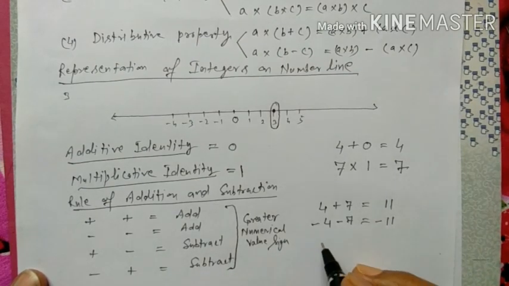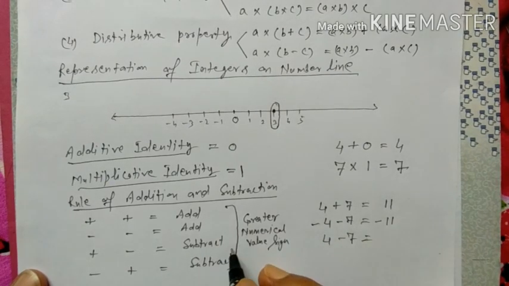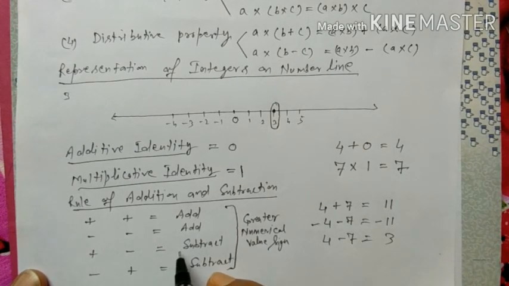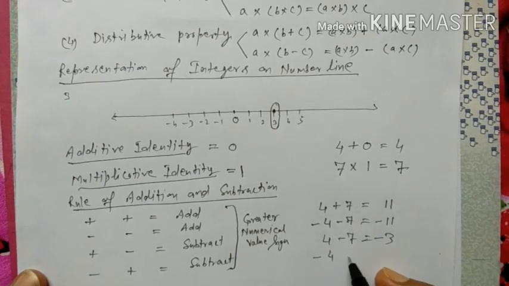And in this case, plus 4 minus 7, you will subtract: 7 minus 4 equal to 3, and what will the sign be here? The greater numerical value sign. The greater value in 4 and 7 is 7, and the sign before 7 is minus, so you will write minus here.